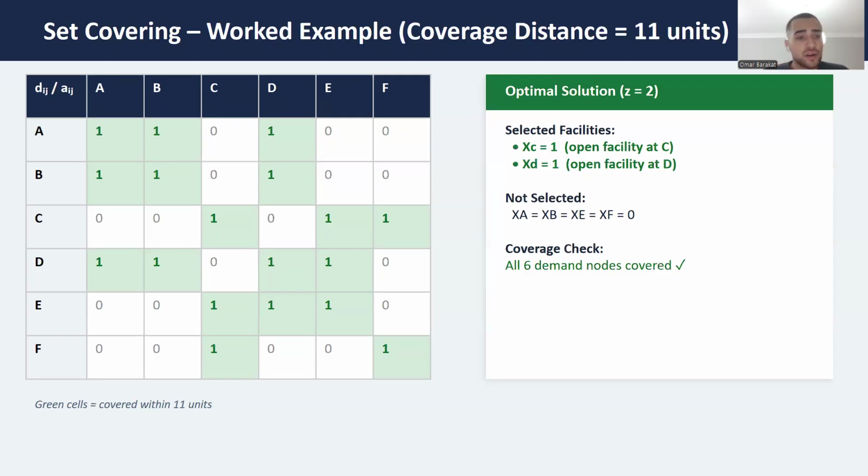So let's verify. Node A is covered by D, and node B by node C, and node C by node C, and node D by D. This is a small example, 6 nodes solved by hand or Excel. Real instances have hundreds of nodes and require either branch and bound or dedicated solvers.